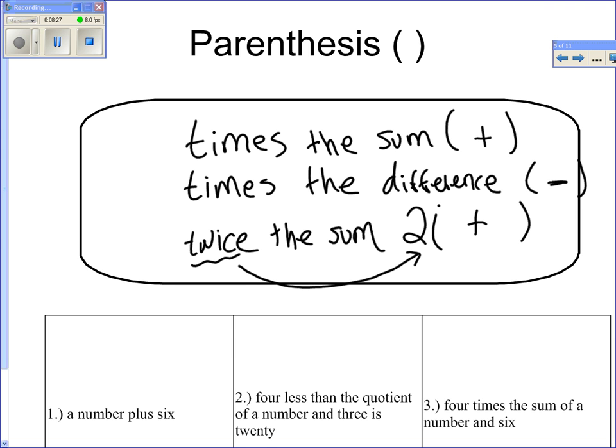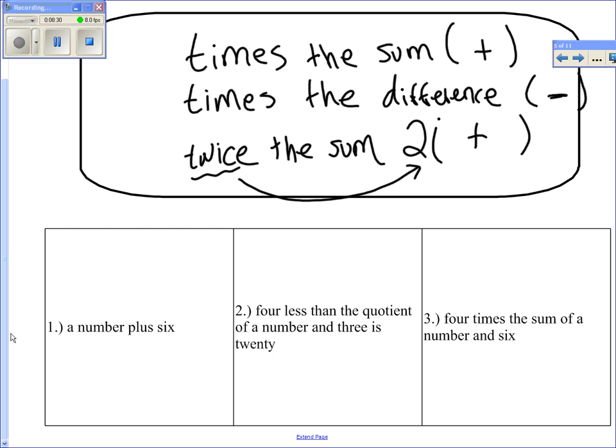So let's look at these few examples and see if a parentheses will be needed. So this just says a number plus 6. In that case, we actually don't even need the parentheses because there's just one operation going on. Now, number 2, however, is telling us that we need to do 4 less than the quotient of a number and 3 is 20. So there's a lot going on here. So 4 less than the quotient of a number and 3 is 20. Okay, so I actually don't think we need parentheses for this one either, but I still want to go through and translate it and make it a mathematical equation.